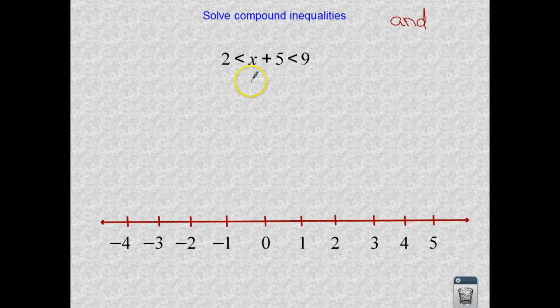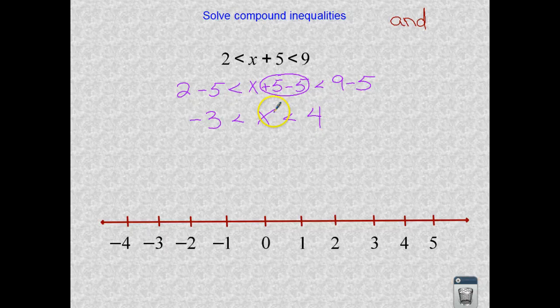So it will look like this. X plus 5 subtract 5 is less than 9 take away 5, and then the other side is 2 take away 5. This got you 0, it's gone. Bring down your symbols, and you have 4. So if you broke it into two separate inequalities to graph, what are they saying? They're saying that x falls somewhere in between -3 and +4.